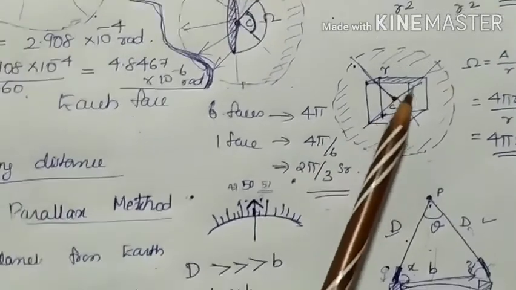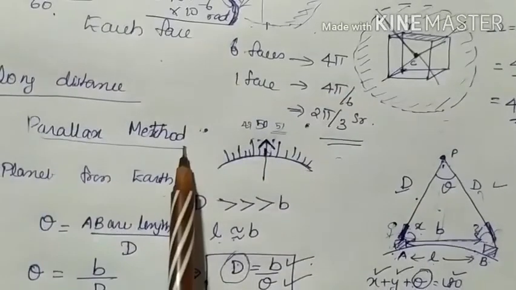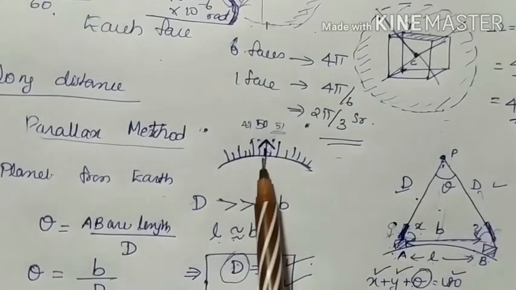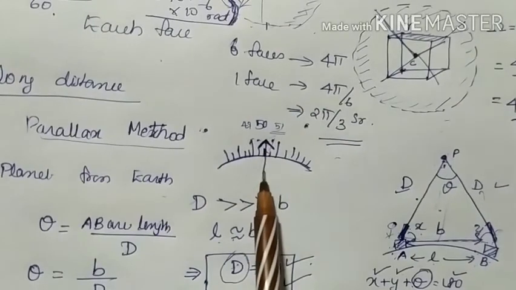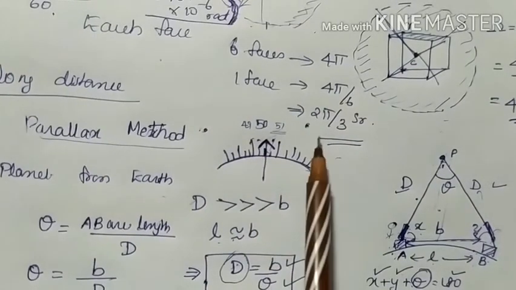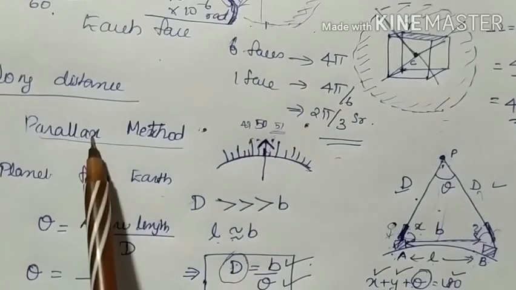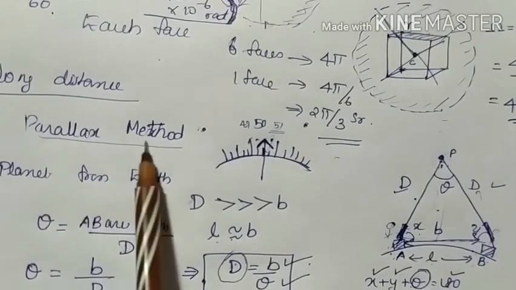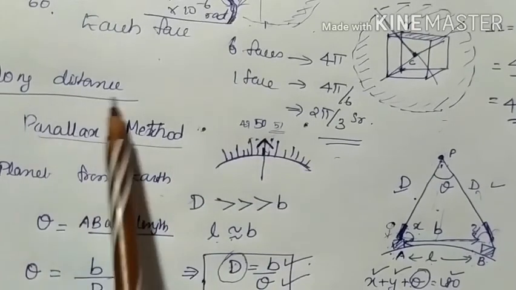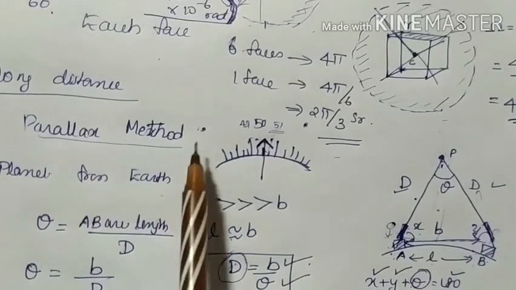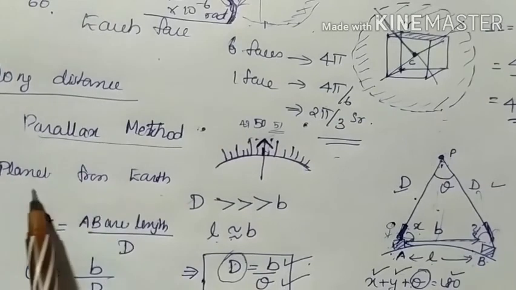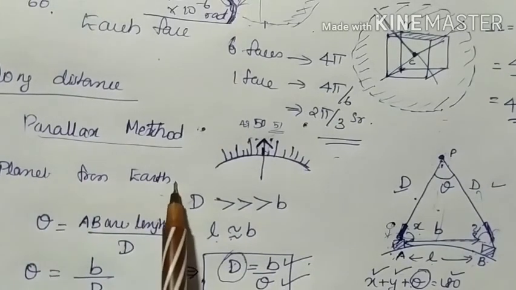The next topic which we dealt with is the parallax method. That is, what is parallax error? Looking at a point or measurement from two points of view which causes an error in reading is known as parallax error. And the method of using that parallax error to find long distances is known as the parallax method. We first dealt with measuring the distance of a planet from Earth.